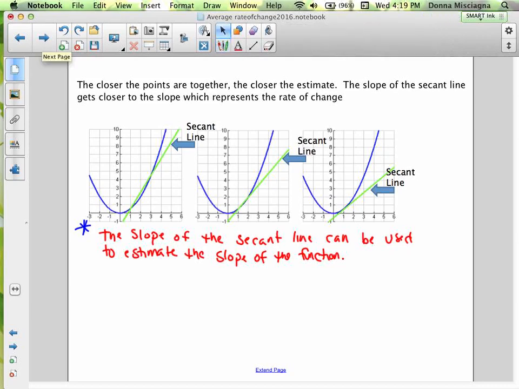As I star things, you can kind of know, just double check. Is that in your notes? If that's not in your notes, that's probably a good thing to write down.